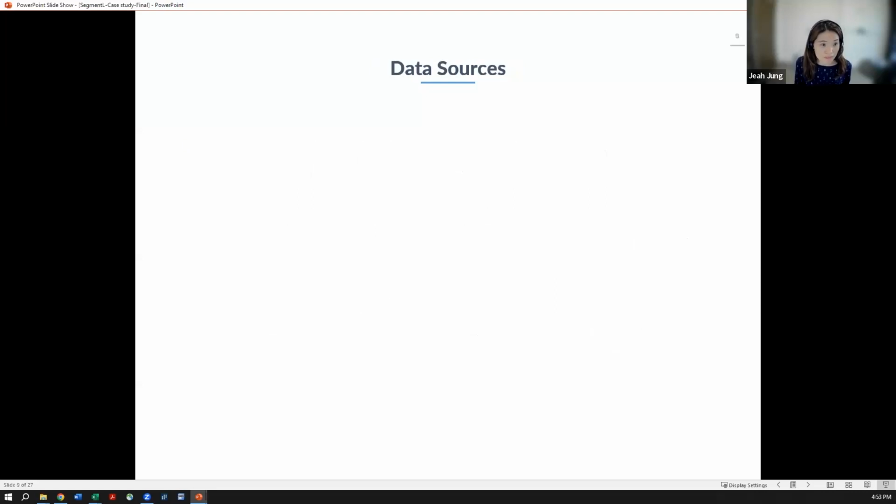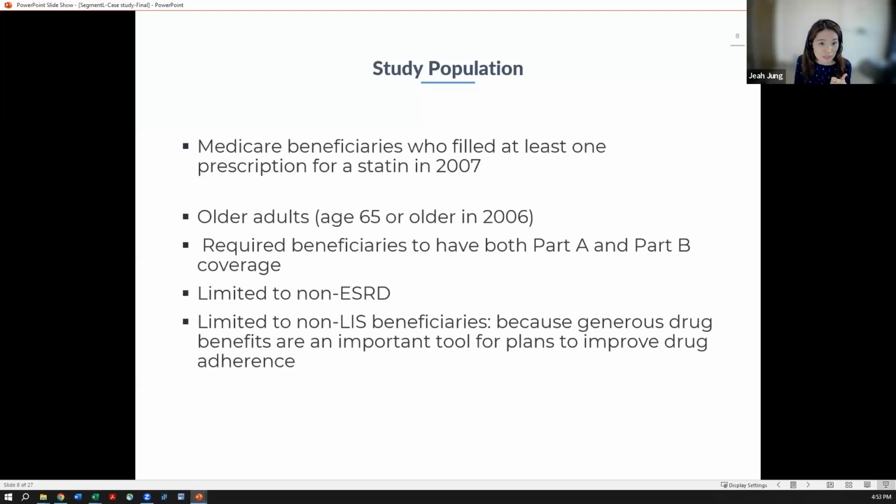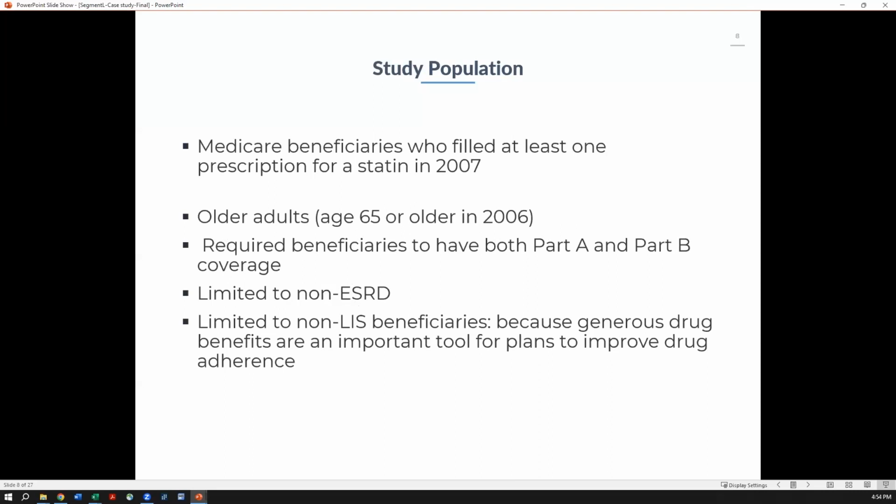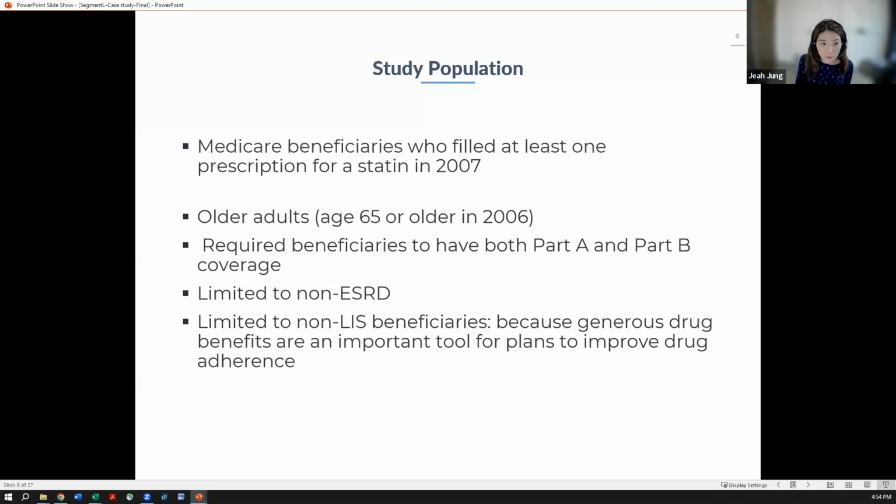Data sources. What data do we need? PDE for sure. Anything else? Nobody's typing in. Right. So where do we get the coverage information and ESRD? MBSF, yes, not claims. And then there is this LIS eligible on the claim as well, right? No, LIS information comes only from MBSF.